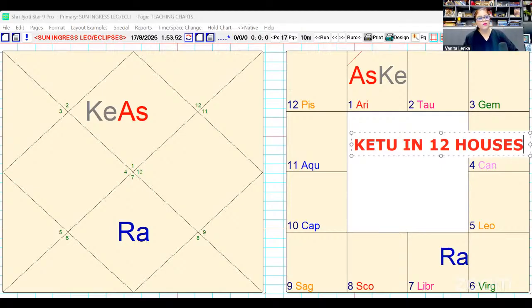In the modern day world, we call it rebrand of identity. Less social appetite, and more inner work. Head, brain sensitivities, isolation patterns when Ketu is in the first house.